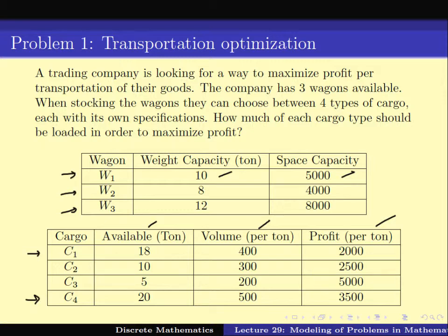Now this is a typical problem that a shipping industry faces all the time. So it has 3 ships. Each ship has some weight capacity, some space capacity. Now there are various kinds of cargoes, C1 to C4. Each of them has a certain amount of available quantity, and each of them takes a certain amount of volume, and each of them has a certain amount of profit involved in it. Now how can you pack these quantities into different wagons so that you would optimize or maximize the amount of profit?